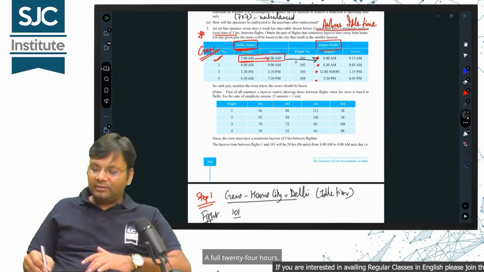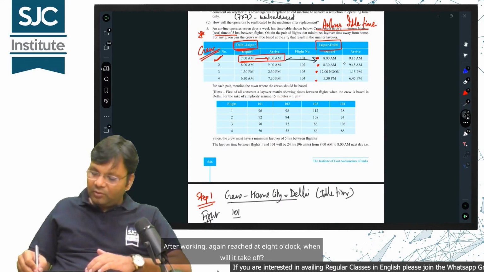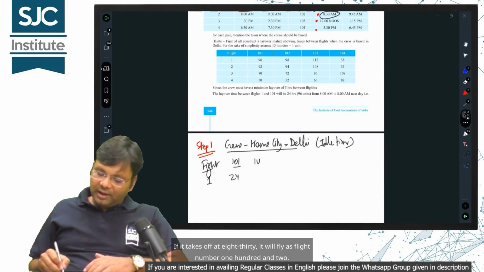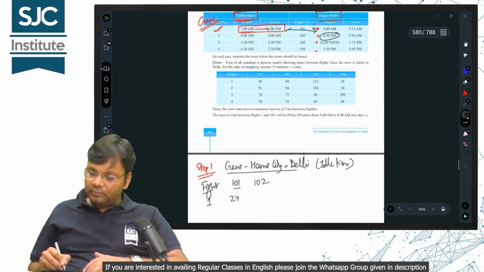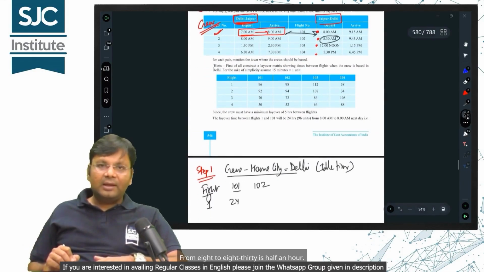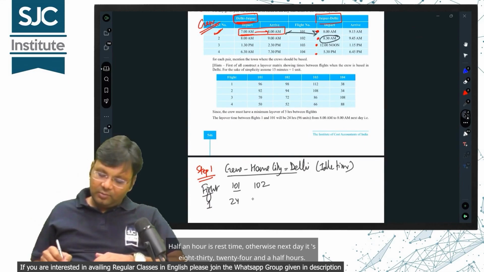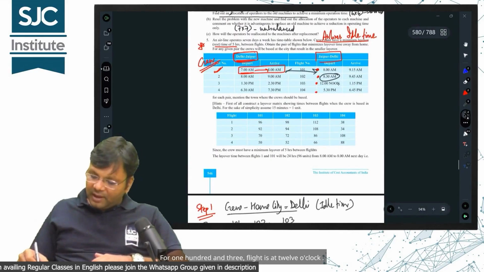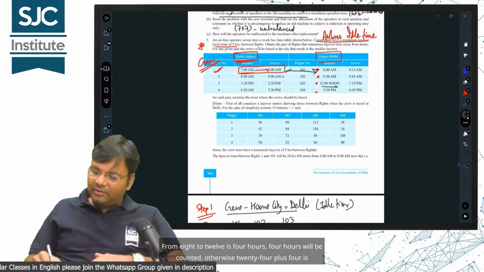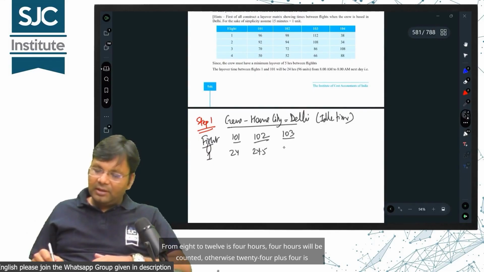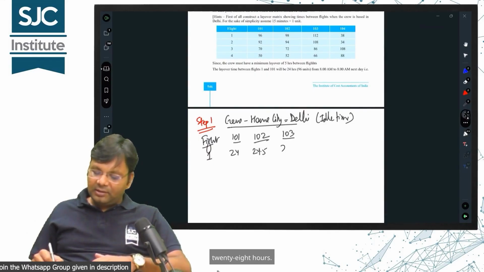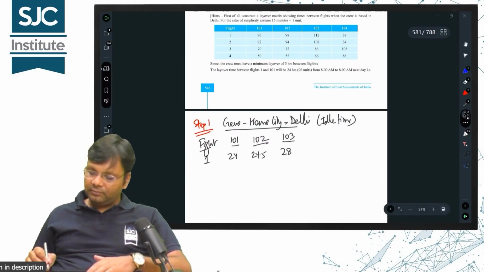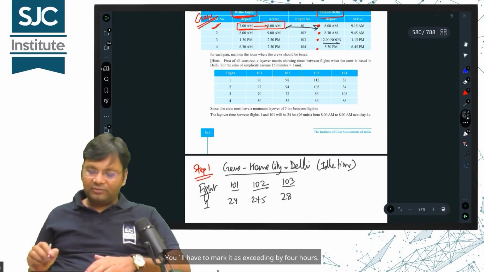A full 24 hours. After working, again reached at 8 o'clock, when will it take off? At 8:30. If it takes off at 8:30, it will fly as flight number 102. From 8 to 8:30 is half an hour. Half an hour is rest time, otherwise next day it's 8:30, 24 and a half hours. For 103, flight is at 12 o'clock. From 8 to 12 is 4 hours, 4 hours will be counted, otherwise 24 plus 4 is 28 hours. You'll have to mark it as exceeding by 4 hours.